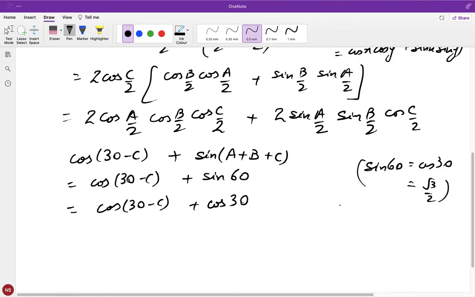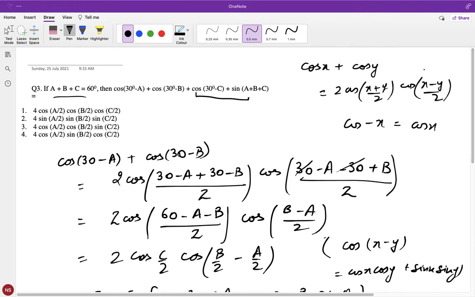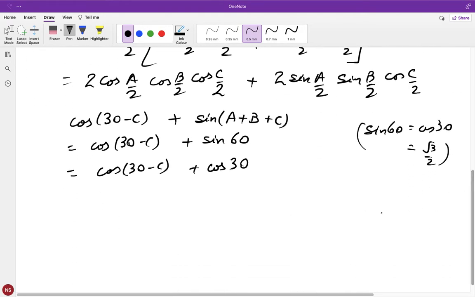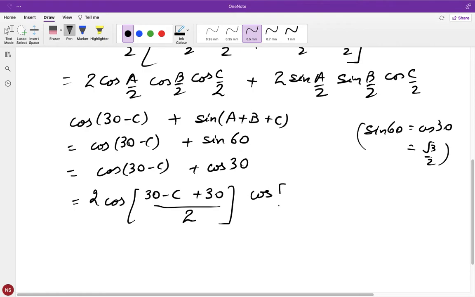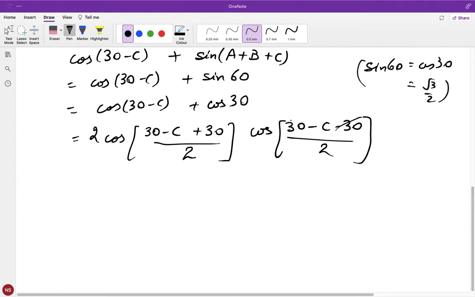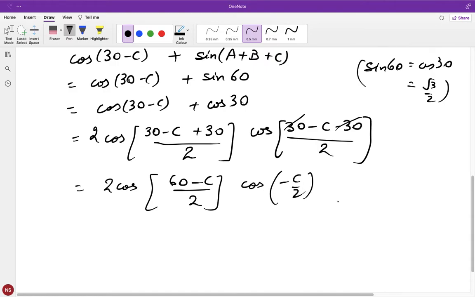Why do I do that? Because I want to reuse this formula, cos of x plus cos of y. So this is what? Cos of (30 minus c), sorry, 2 cos ((30 minus c plus 30) by 2) into cos of ((30 minus c minus 30) by 2). 30 and 30 are cancelled. 2 cos ((60 minus c) by 2) into cos of (minus c by 2).